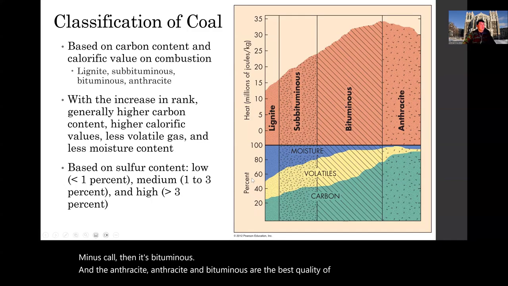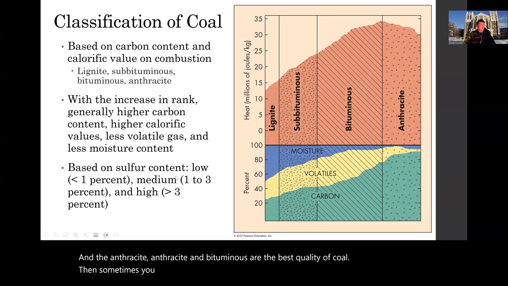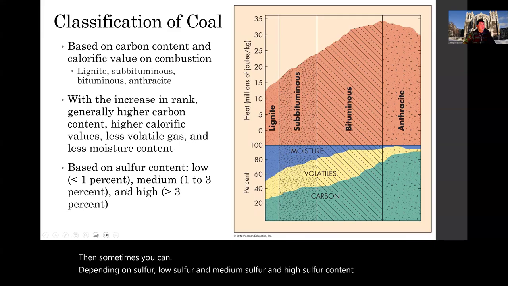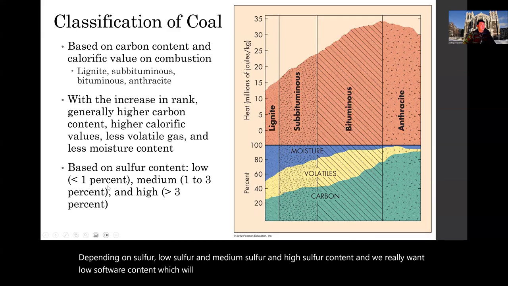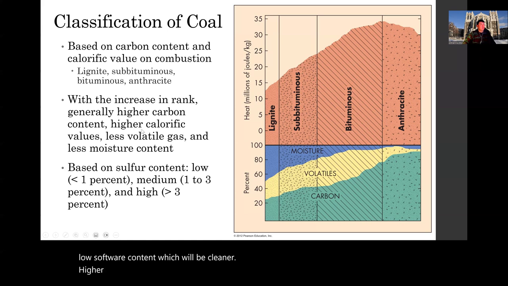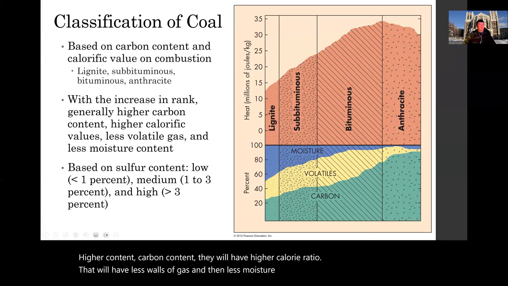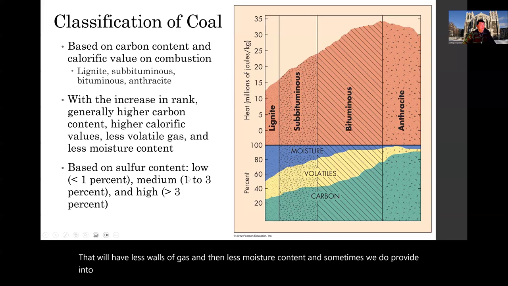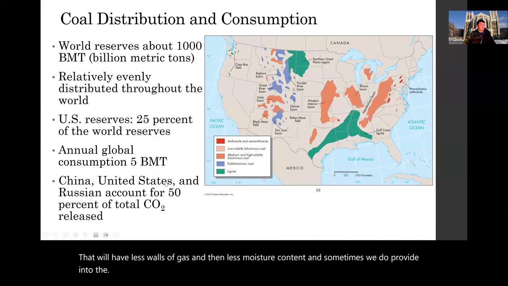Then sometimes you can classify depending on sulfur: low sulfur, medium sulfur, and high sulfur content. And we really want low sulfur content, which would be cleaner. Typically, higher carbon content means a higher calorie ratio. That will have less volatile gas and less moisture content, and sometimes we did run into the coal sulfur content as well.